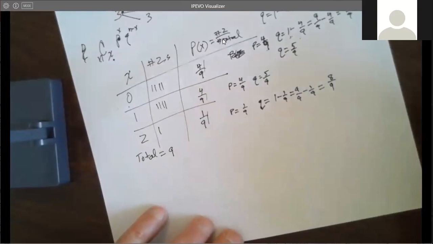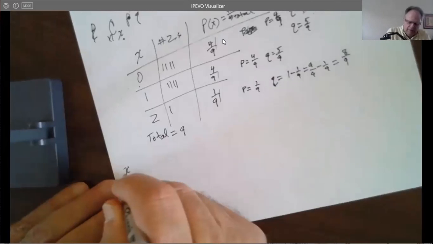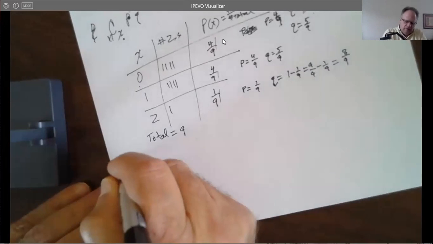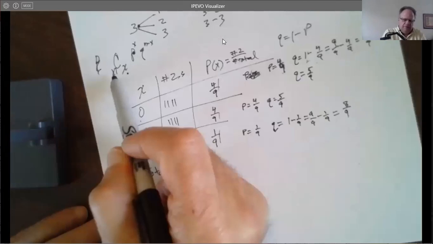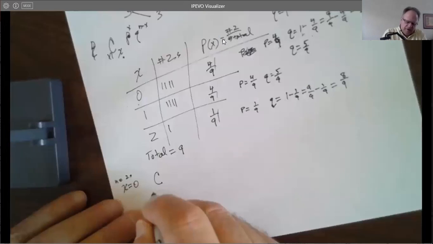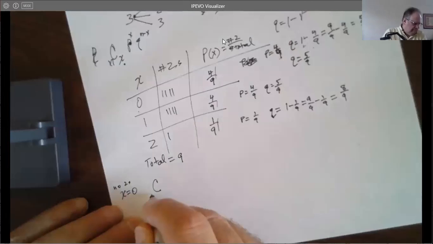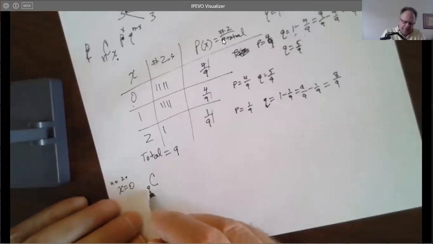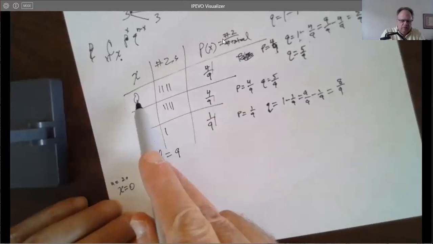Okay. All right, so from here, we look at x equals 0, which is no 2s. Spin twice and get no 2s. So we use our formula, combination of, our total is 9, so n equals 9. n is 9, and x is 0 because we're looking at the probability of spinning twice and not getting any 2s.